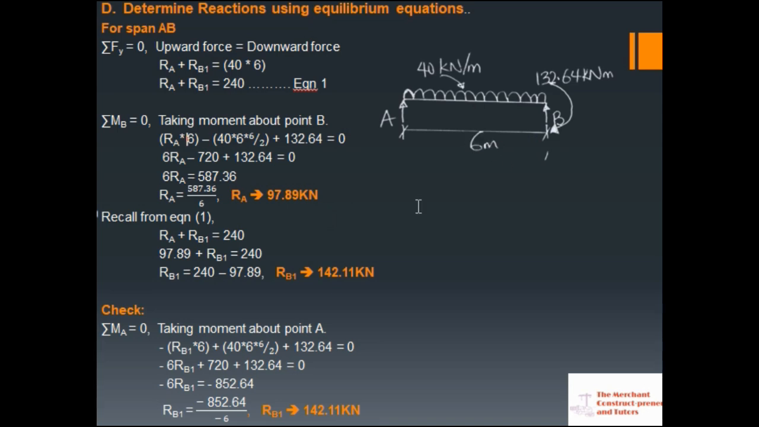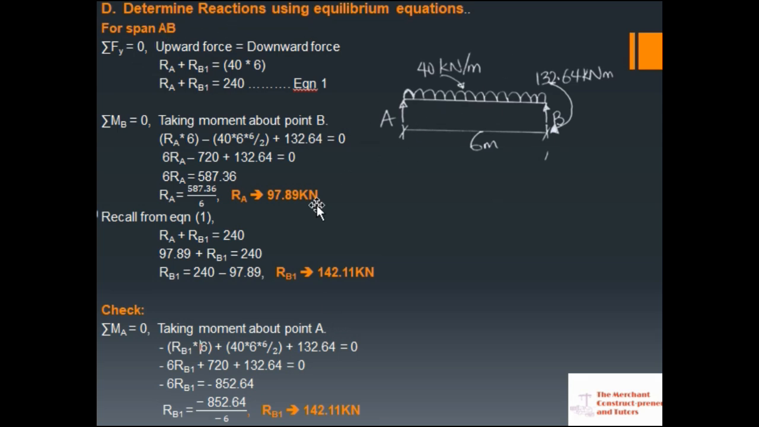I hope you understand. Okay, so now RB1 times 6 is coming in an anti-clockwise manner. That is why it is minus RB1 times 6. Did you get that? Then this uniform distributed load is coming in a clockwise manner towards A. So 40 times 6 times 6 over 2, plus our moment around support B, which is positive as it is in the clockwise direction. Manipulating it, we have 142.11, which corresponds to the value we got here. So this check is correct. Did you understand? So this was span AB.